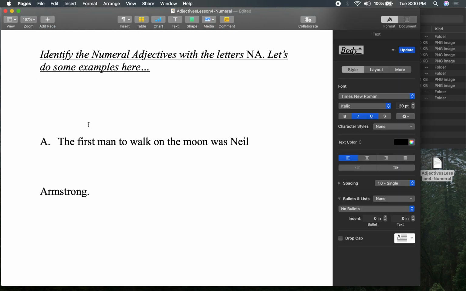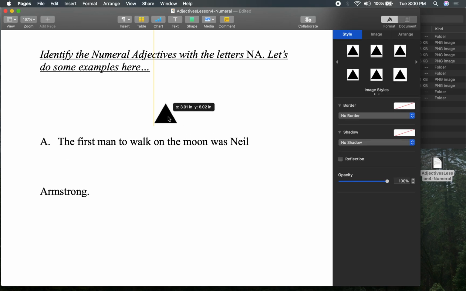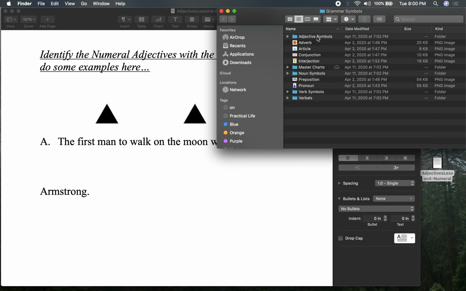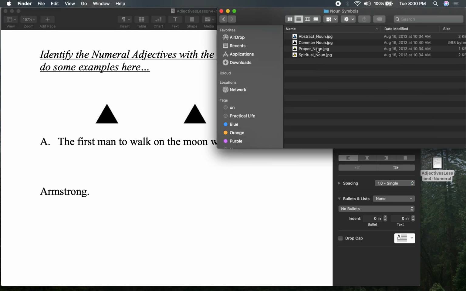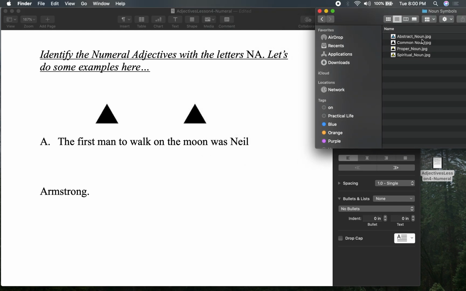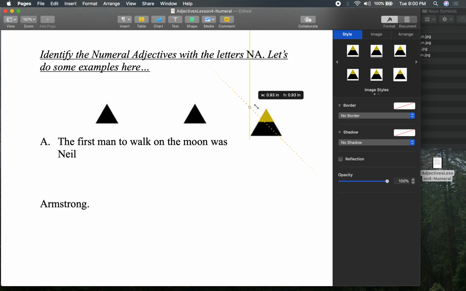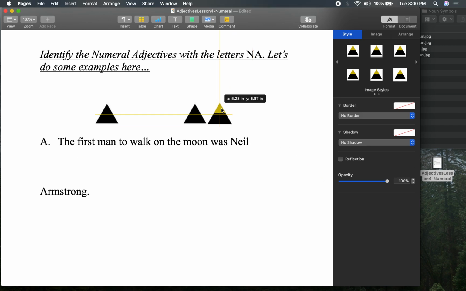Probably need some space here. Moon is a noun. Man is a noun. Neil Armstrong is also a noun, but that is a special kind of noun. That is a proper noun, Neil Armstrong. Size this up. Make sure we size it up properly. Just about right, good. Neil Armstrong. So Neil Armstrong goes together there.